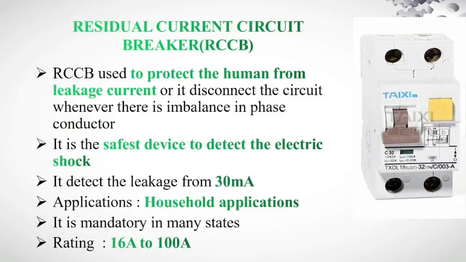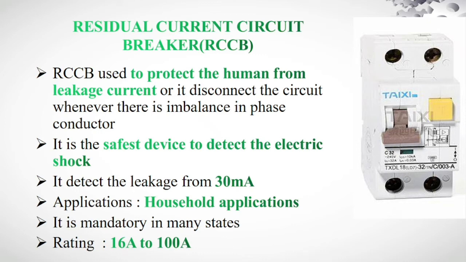Now let us see the RCCB. RCCB stands for residual current circuit breaker. It is used to protect humans from leakage current, or it can disconnect the circuit whenever there is an imbalance in the phase conductor. That is, the RCCB is mainly used for humans. If any human is getting electrocuted due to leakage, it will detect it and trip off.